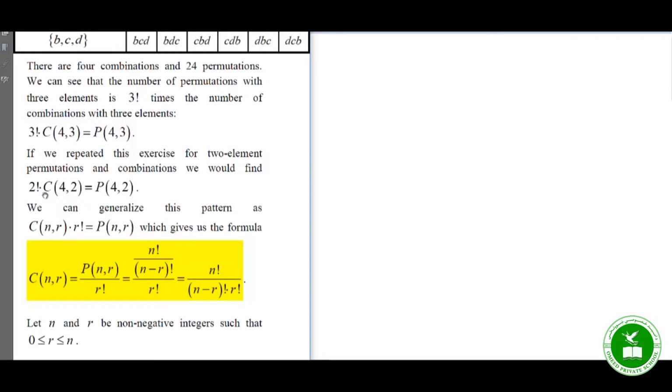Let's generalize it. In this case, a combination of r chosen from n times r factorial, where r is the number of elements chosen, is equal to permutation of r chosen from n. If we divide both sides by r factorial, the combination of r from n is equal to permutation of r from n over r factorial. If we simplify, we get n factorial over n minus r factorial times r factorial. This will be the number of r-element combinations which are chosen from n elements.